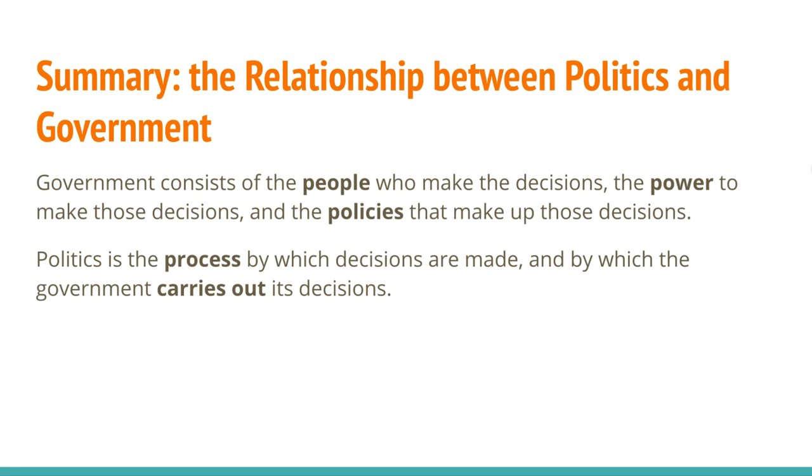So a quick summary, and jot down what you can from this slide. To summarize the relationship between politics and government, you probably already have an idea because you probably began to see the connections. But in summary, it looks like this. Government consists of the people who make the decisions, the power to make those decisions, and the policies that make up those decisions. Politics is the process by which all these decisions are made, and by which the government actually carries out its decisions. So it's a fairly simple relationship.